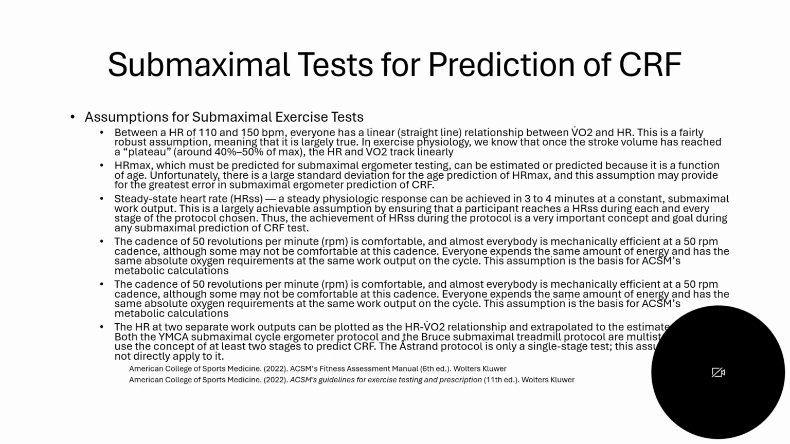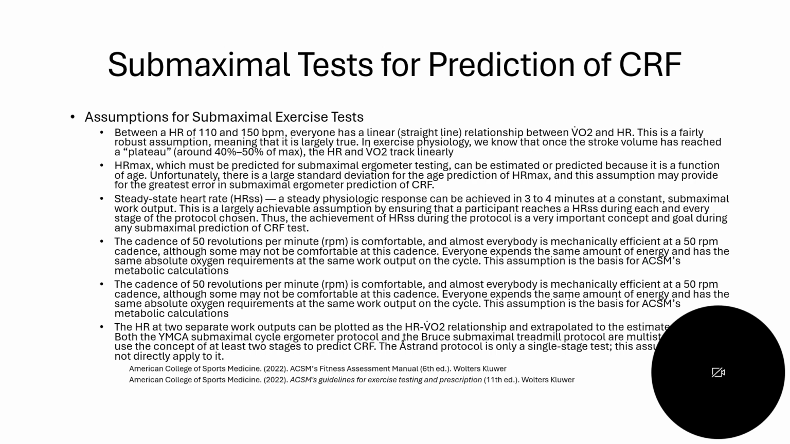4, most cyclists can pedal smoothly and efficiently at 50 RPMs. Even though it's not the most comfortable pace for everyone, everyone burns the exact same energy to hit a specific workload. Because of this, it's the basis for ACSM's metabolic calculations.